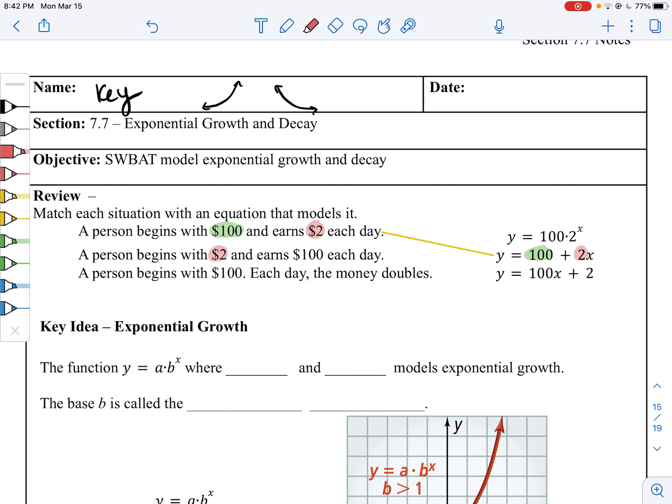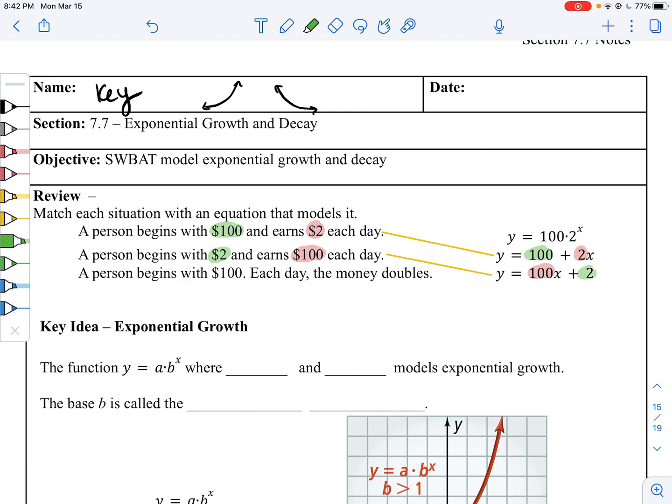You start with $2 and then you earn $100 each day. I prefer this one because you're earning more each day. So you'll catch up super fast, like literally in a day. So that's nice. And that one matches up with this one down here because now our slope is 100 and our intercept is 2.